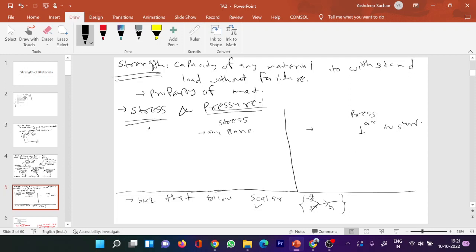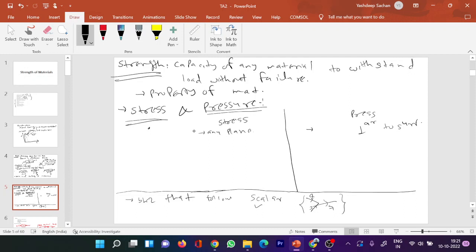The same happens with pressure. Whatever pressure is there, it follows normal addition. If it doesn't follow vector addition, it is a scalar. If scalar, then zero order tensor. That's why.